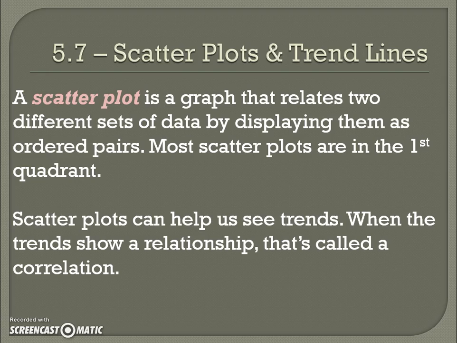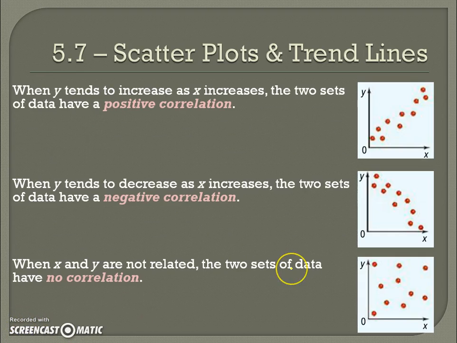So a scatter plot is a graph that relates two different sets of data by displaying them as ordered pairs. Most scatter plots are in the first quadrant. And then here, scatter plots can help us see trends. When the trends show a relationship, that's called a correlation. We could use these trends to make predictions on things, or we can make inferences, and we have a couple different words that mean that we'll be looking at in just a minute. The correlation thing. All right, so there we go.